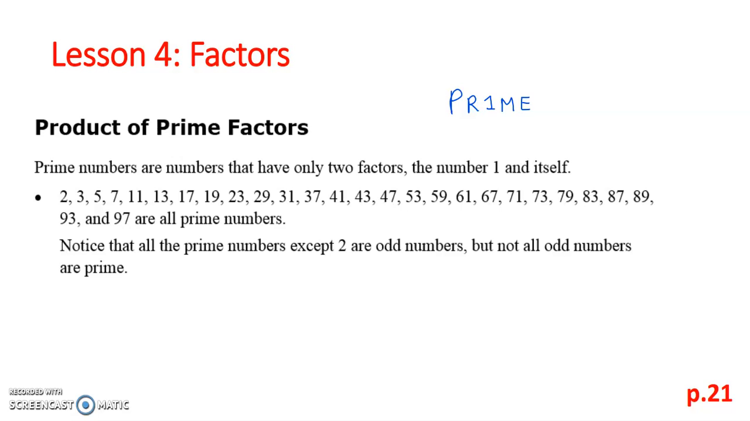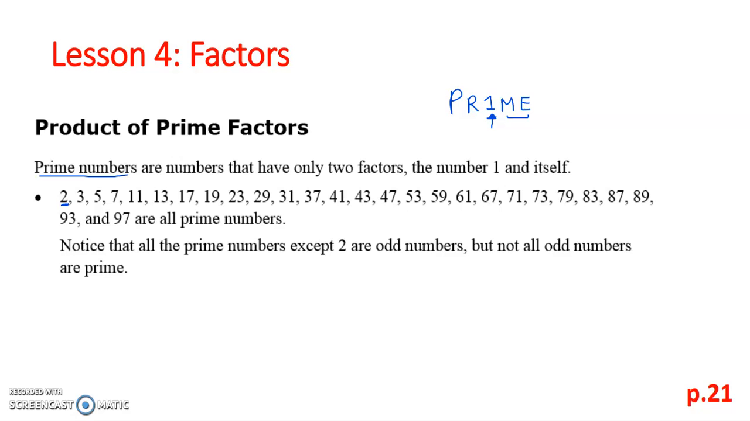Now let's look at products of prime factors. Prime numbers are numbers that have only 2 factors, the number 1 and itself. If you look at the word prime, you can make a little memory tool by changing the I to a number 1 and seeing the word me. Prime numbers only have 1 and me, 1 and itself.